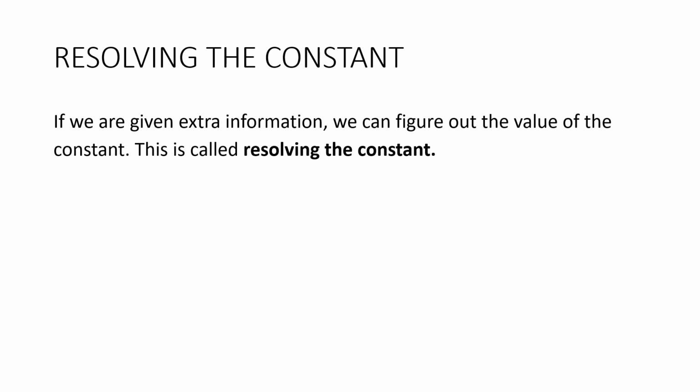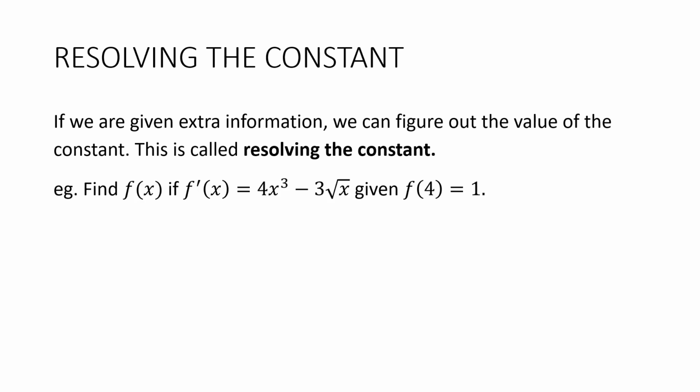Let's move on. Now remember I said that the constant is lost in the process of differentiation. Well, if we're given extra information, we can figure out the value of the constant, and this is called resolving the constant. The question might look like this. Find f of x if f dashed of x is equal to 4x cubed minus 3 root x, given f of 4 is equal to 1. So we're given a pair of values.